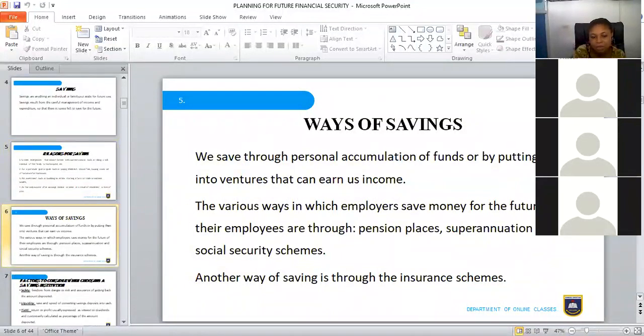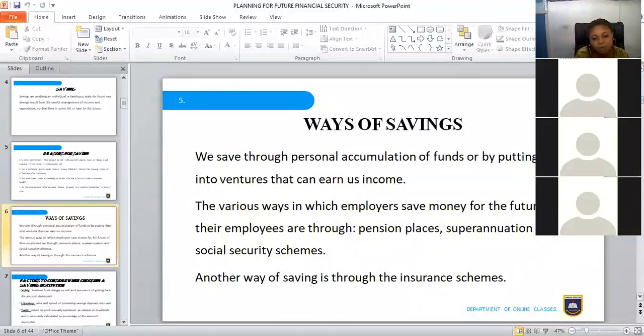Now, ways of saving. We can talk about the formal and then the informal ways. Now, we save through personal accumulation of funds. That is by putting your money into a venture that can earn you an income. And this can either be formal or informal. When we go to the villages, people will just keep profit from goods they have sold under their pillows as a way of accumulating funds, so that when they are in difficulty, they just go there. So that becomes like a bank, which is informal, that is saving at home.